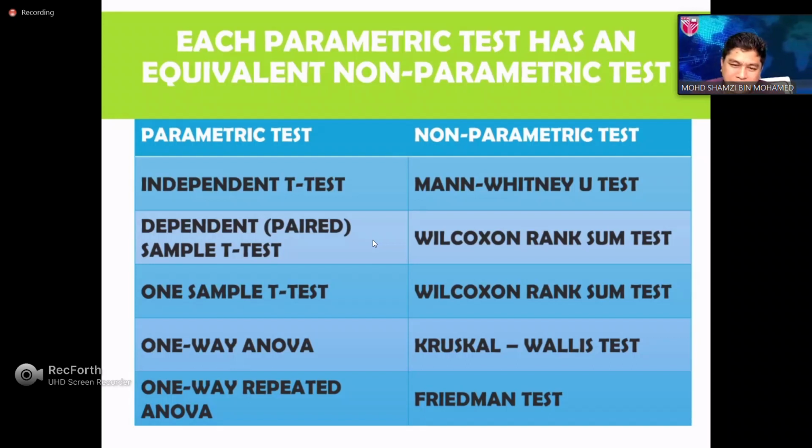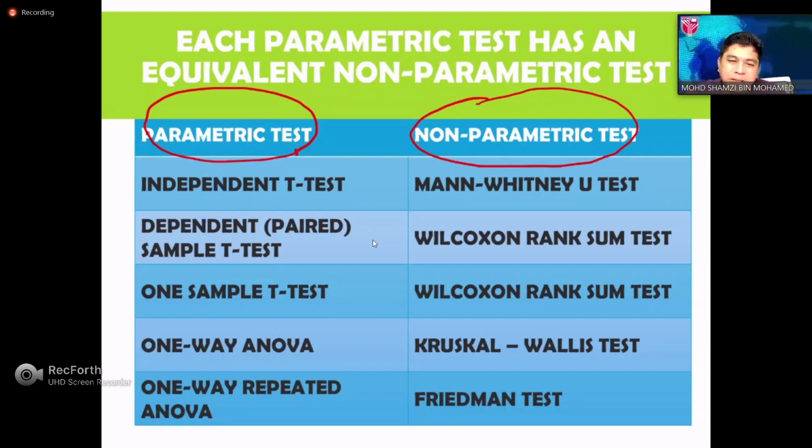Each parametric test has its counterpart in non-parametric test. For the independent t-test, the counterpart is called the Mann-Whitney U-test. In a t-test you have the value of T, T critical. In this case for non-parametric, you have U instead: the value of U, U statistic, or U critical.